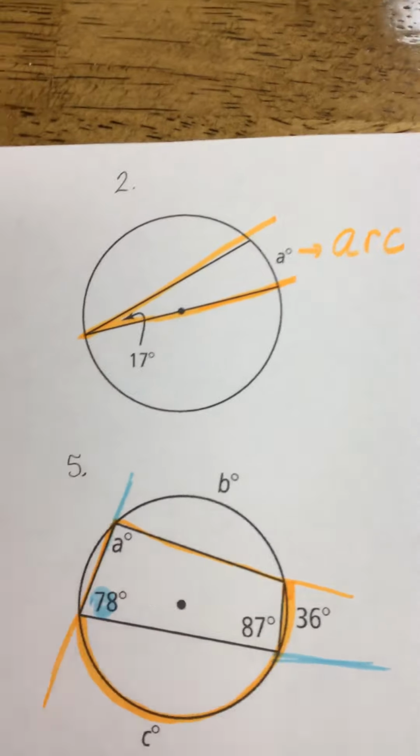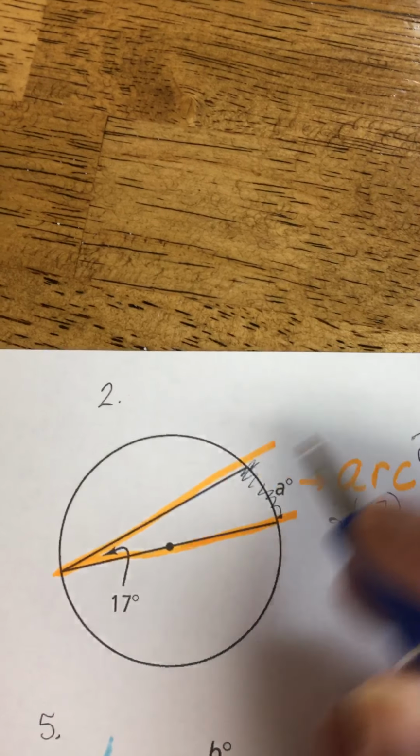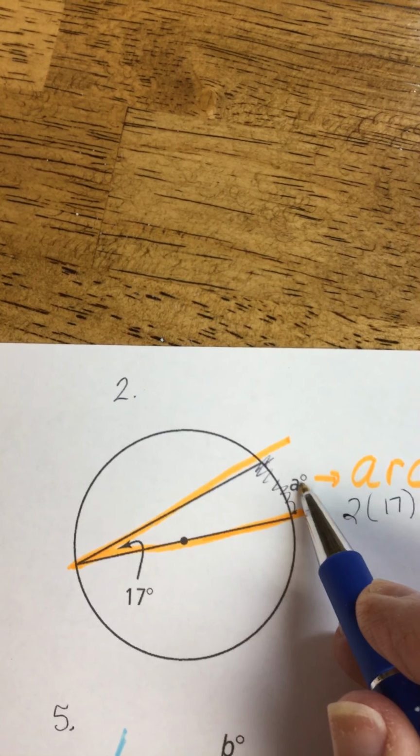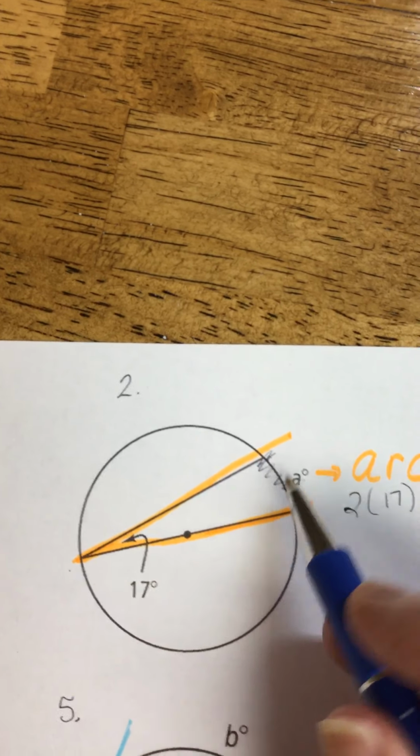Here is my inscribed angle because the vertex is on the circle and the sides of the angle are chords. Right here is the intercepted arc, and they're asking me for the measure of the arc. I put in our notes today that the arc is twice the angle. The angle is half the arc. The arc is twice the angle. The arc measure is bigger than the angle measure. So that means for A, our answer would be 34 degrees.